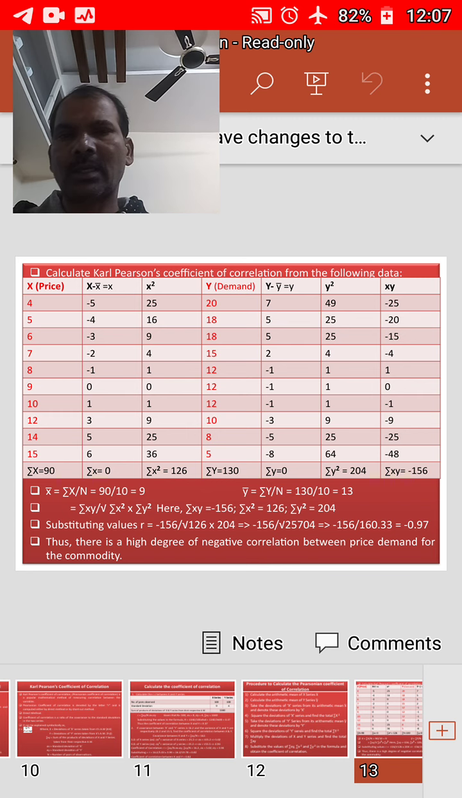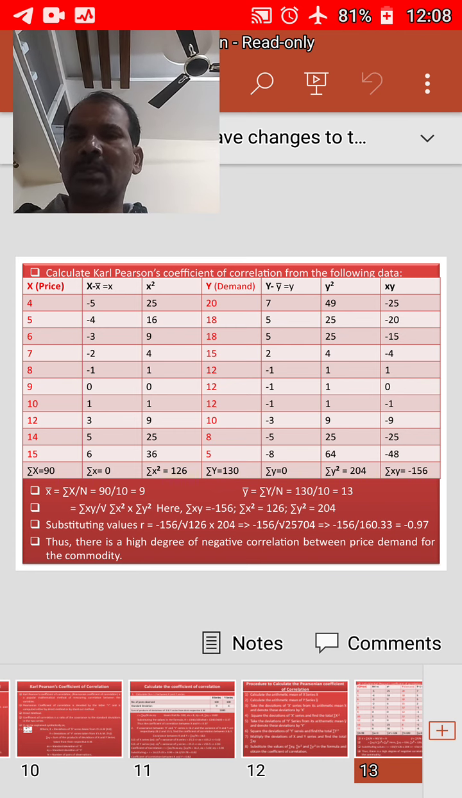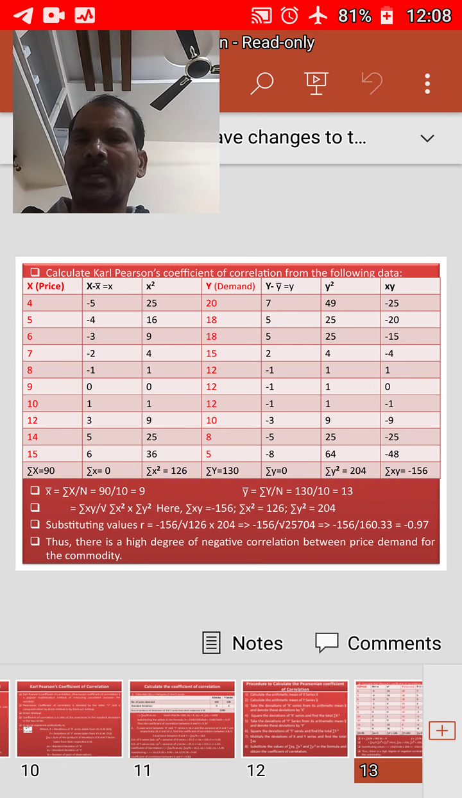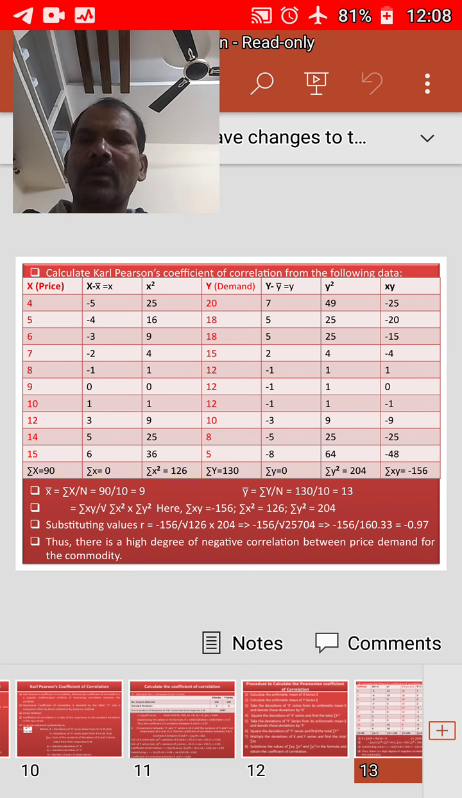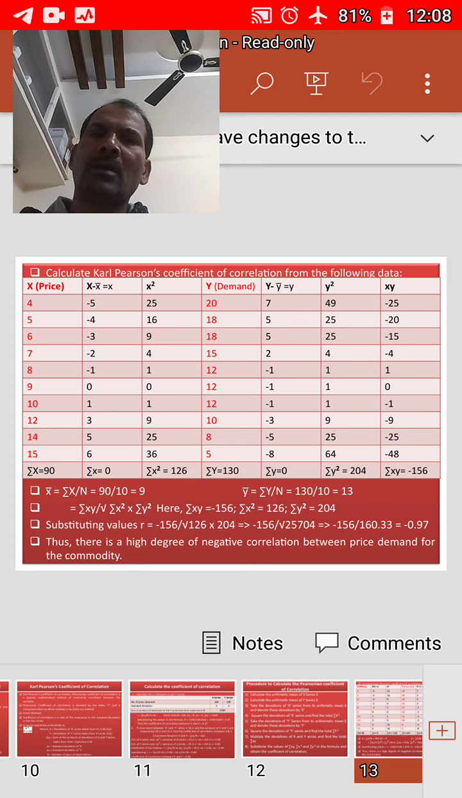First you take x: 4, 5, 6, 7, 8, 9, 10, 12, 14, 15, and now x minus x bar. X bar is the arithmetic mean of the x series, that is sigma x by n. Sigma x is equal to 90, and the number of observations is 10, so sigma x by n is 9. 4 minus 9 is minus 5, 5 minus 9 is minus 4. That is x minus x bar, small x, which we require to calculate Karl Pearson's coefficient of correlation.